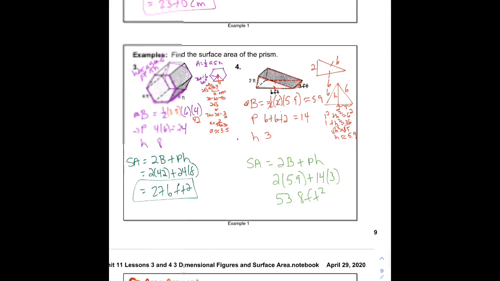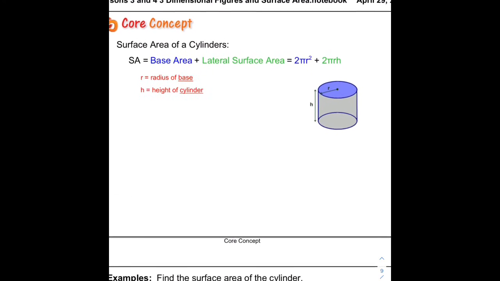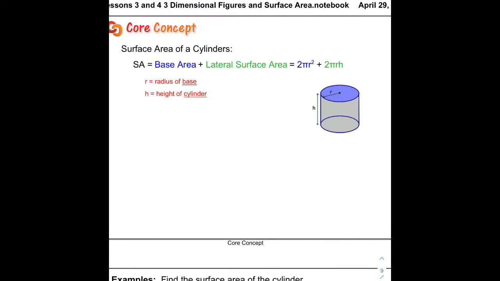That concludes finding the surface area of prisms. We are now going to talk about cylinders, and they're actually easier, and I only have 2 more examples. So I want to let you know that all prisms basically have the same idea of 2B plus perimeter times height, except in a cylinder, your base is a circle. So that's why we have 2 pi r squared, because the area of a base is a circle, and the area of a circle is pi r squared.